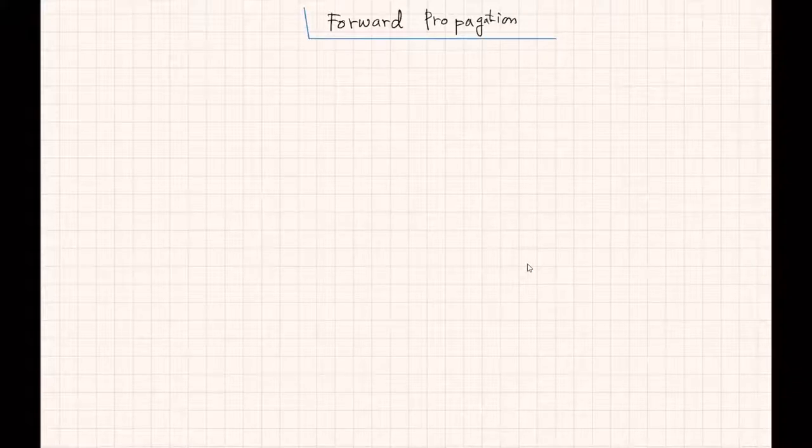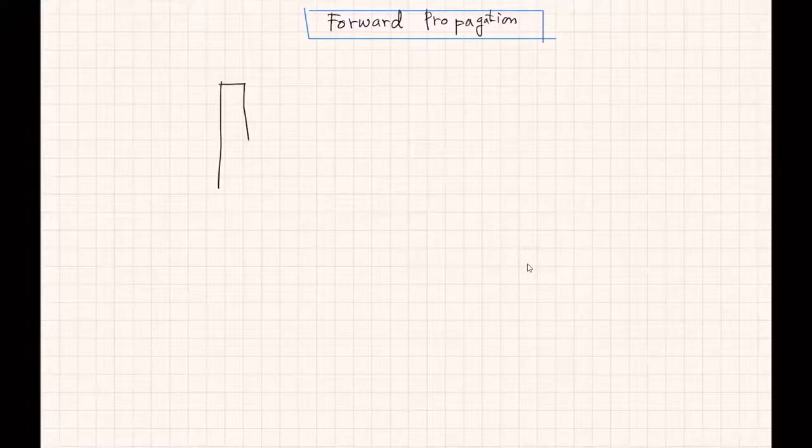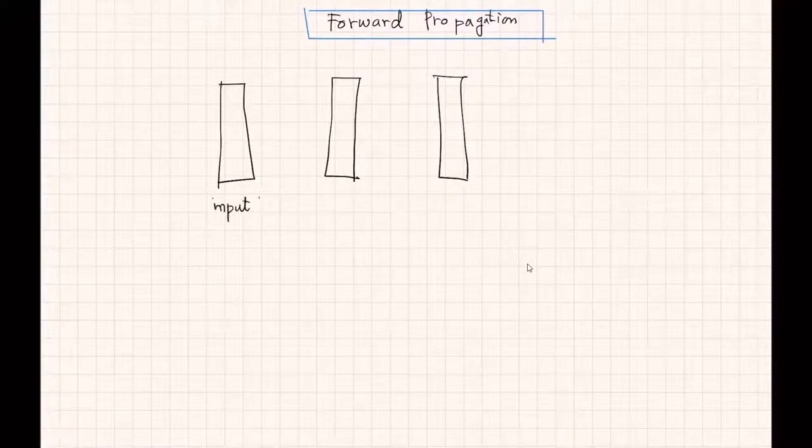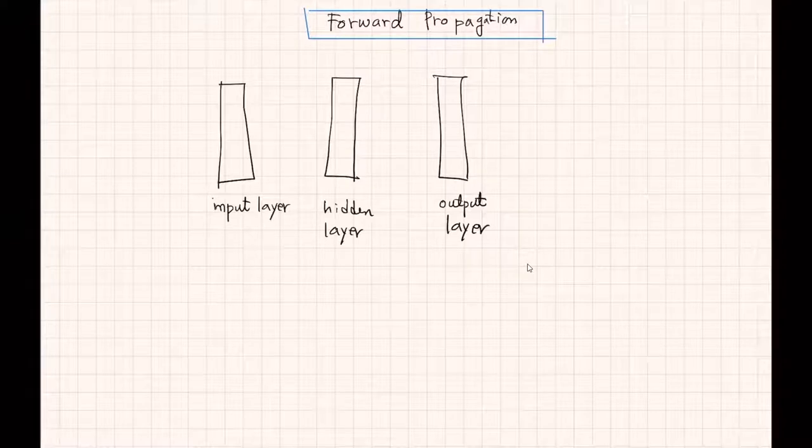I'd like to review a little bit about forward propagation, which we discussed in the last class. Let's think about a simple deep neural network structure. It has three layers, a very simple case. It has an input layer, one hidden layer, and one output layer. To build up the concept of forward propagation, this simple structure is good enough.